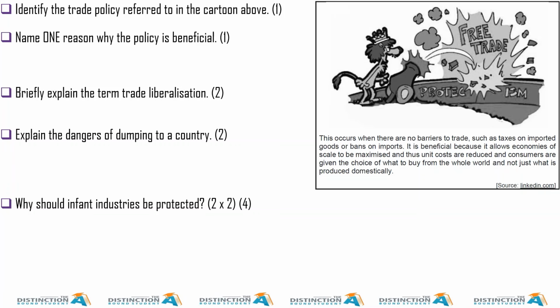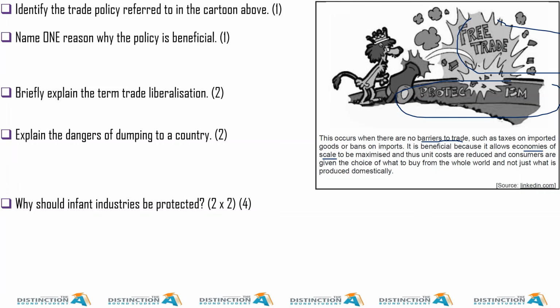This one says study the information below and answer the questions that follow. You see the word here, free trade, and it says this occurs when there are no barriers to trade, such as taxes on imported goods or bans on imports. It is beneficial because it allows economies of scale, take note of this word, economies of scale, to be maximized, and thus unit costs are reduced and consumers are given the choice of what to buy from the whole world and not just what is produced in your own country. Right, so with this in mind, this basically is free trade.